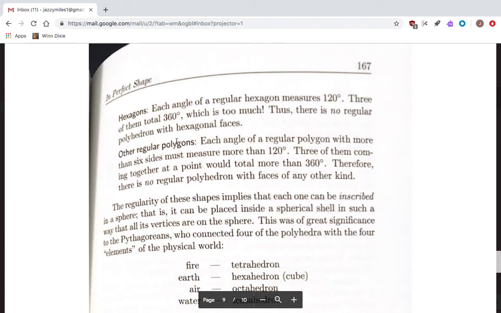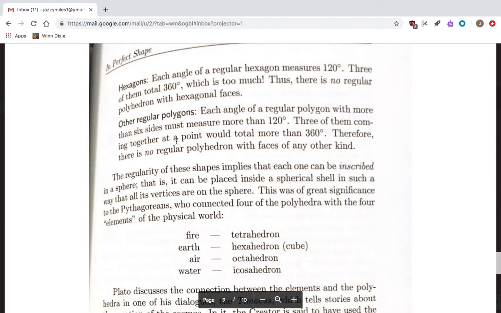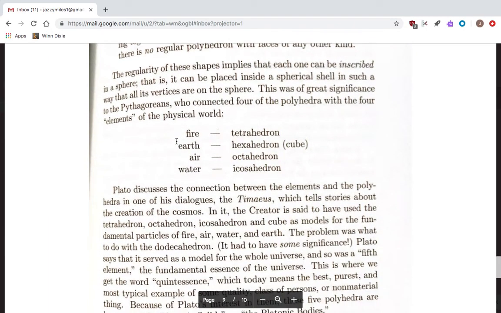Page 167. Hexagons. Each angle of a regular hexagon measures 120 degrees. 3 of them total 360 degrees, which is too much. Thus, there are no regular polyhedra with hexagonal faces. Other regular polygons? Each angle of a regular polygon with more than 6 sides must measure more than 120 degrees. 3 of them, coming together at a point, would total more than 360 degrees. Therefore, there is no regular polyhedron with faces of any other kind. The regularity of these shapes implies that each one can be inscribed in a sphere. That is, it can be placed inside a spherical shell in such a way that all its vertices are on the sphere.